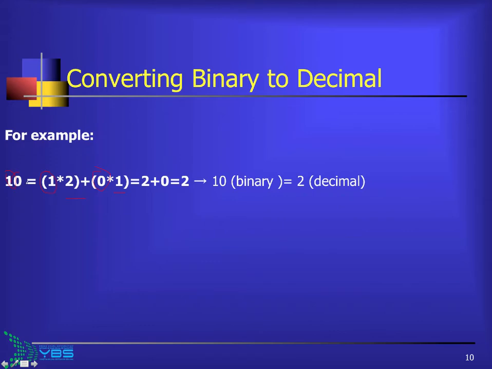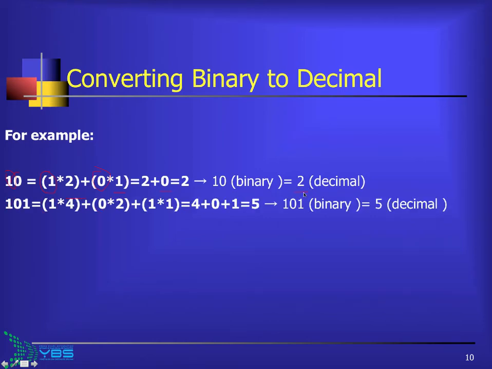Now, starting in the binary system, 0 multiplied by 2 over 0. 2 over 0 means 1. 1 times 0 means 0. If you have the second digit, it's 2 over 1, which means 2. Multiply by 1, it becomes 2. 2 plus 0 is 2. Then we can say that 10, 1 0, in the binary system is represented in the decimal system as 2.